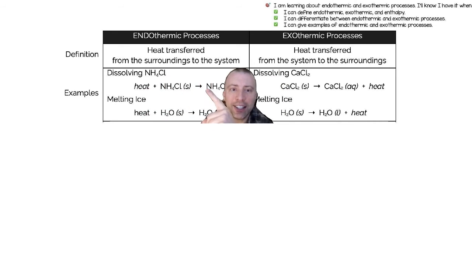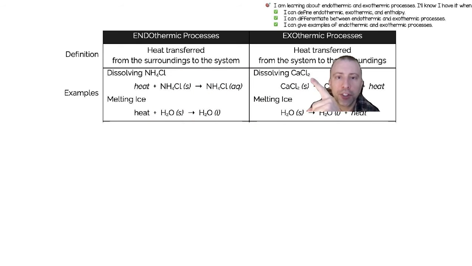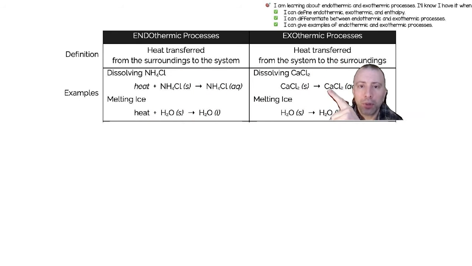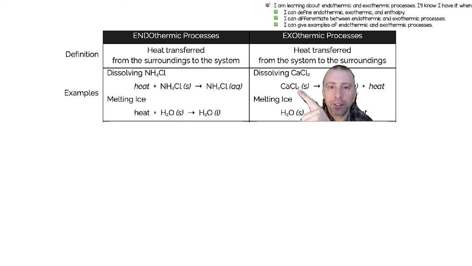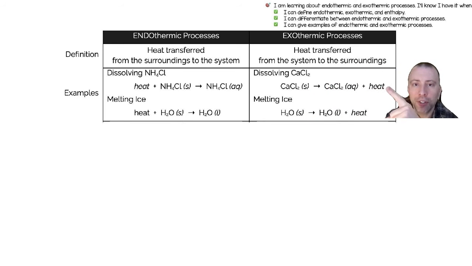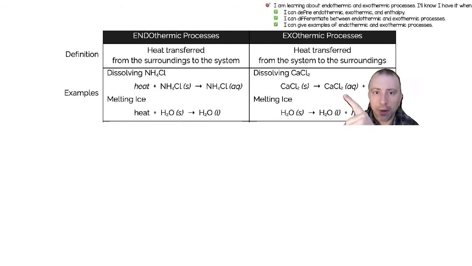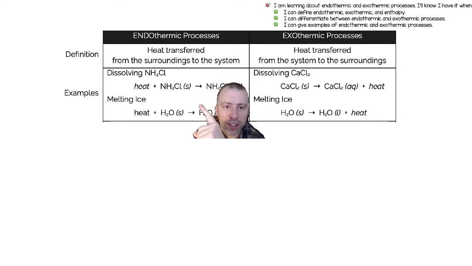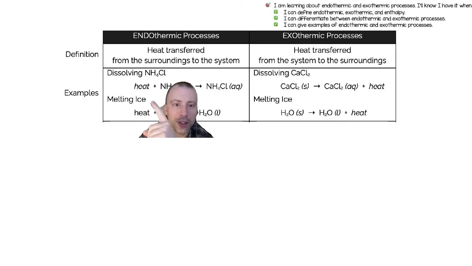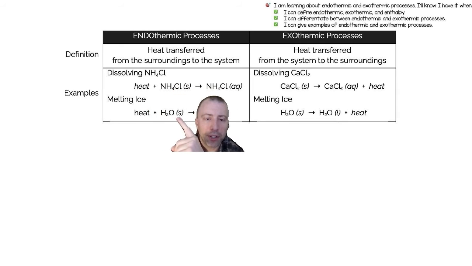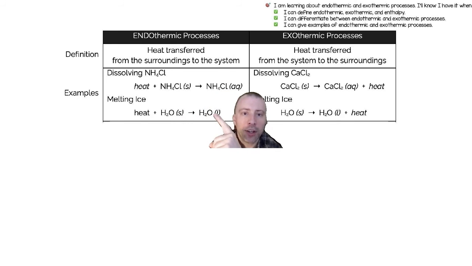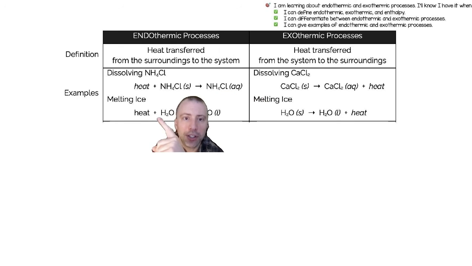So heat is taken into the system, versus dissolving calcium chloride. Calcium chloride, when you put it in water, will release heat. Okay, so heat is leaving as a product, and so that is an exothermic process. Remember, endo taking it in, exo putting it out. Another example, and I apologize, there is a typo here. So here on the left, it says melting ice. If you have heat plus solid ice, or solid water, then it'll turn into liquid water. That's obvious, right? So the ice is taking in heat.